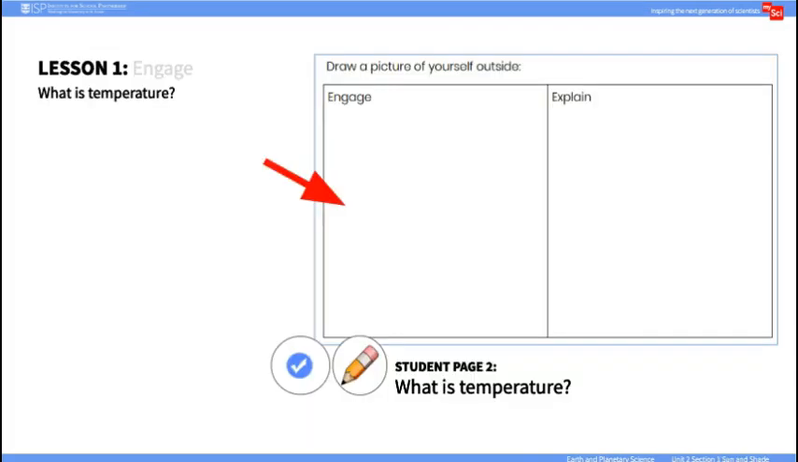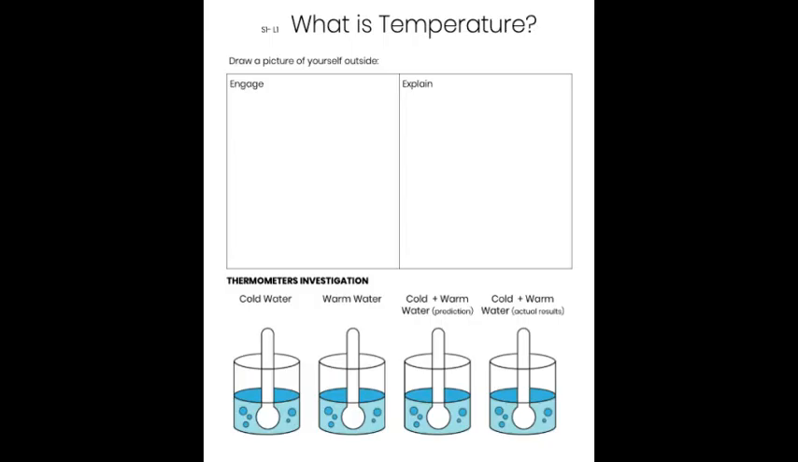In the engage portion of the lesson, students will draw pictures of themselves outside. They will consider whether it is warm or cool outside and discuss what evidence in their picture supports their answer. This student journal page pre-assesses their understanding of the sun as a source of heat for the earth.